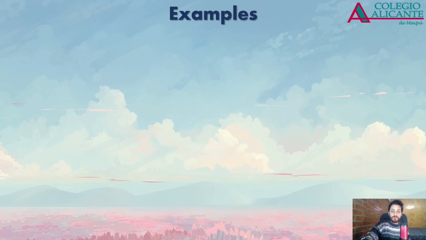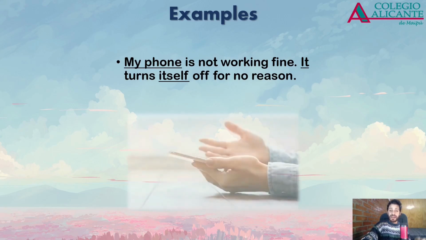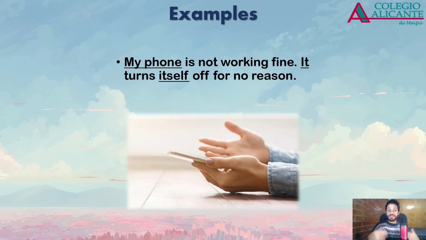So now when you want to talk about autonomy of things, you have itself. Our example says, my phone is not working fine, it turns itself off for no reason. I didn't touch it, I didn't do anything to it, it just died for no reason. So that's why it turned itself off.